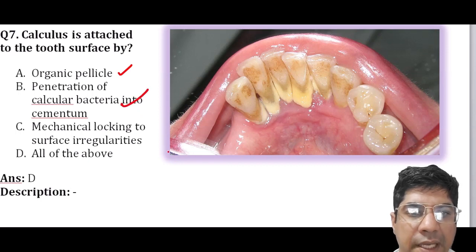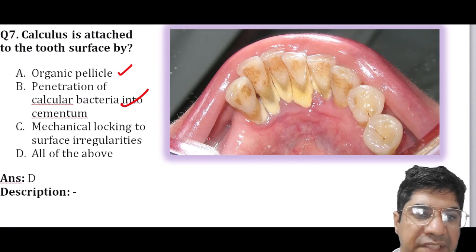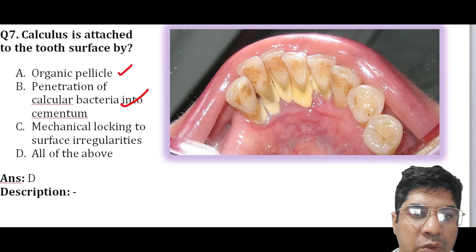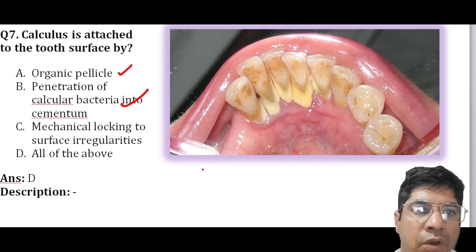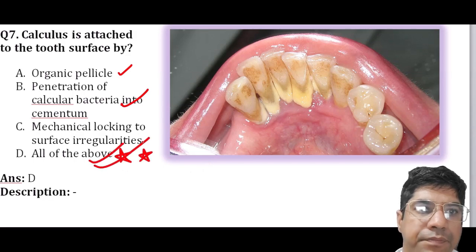The third way, calculus can also attach to the tooth surface through mechanical means. It can become lodged in surface irregularities and cause roughness on the tooth enamel and cementum. So it can tightly lodge in the surface irregularities and roughness on the tooth surface, enamel and cementum. That makes it difficult to remove through regular brushing or cleaning. So your answer would be all of them are correct.